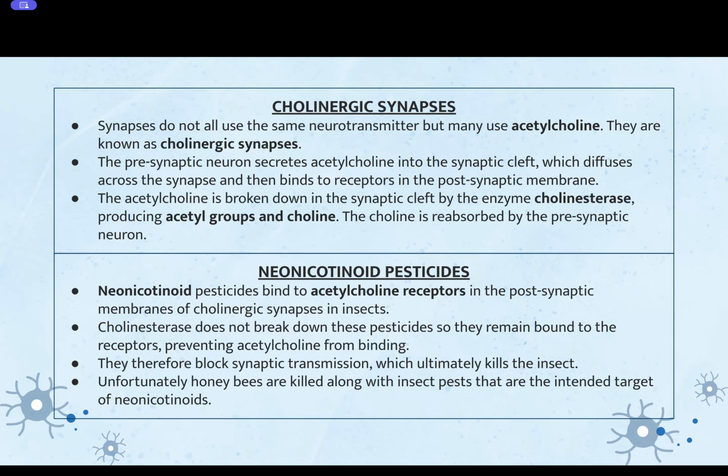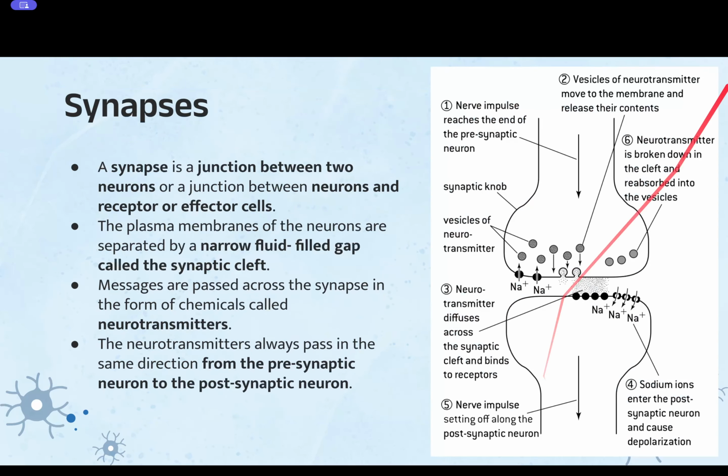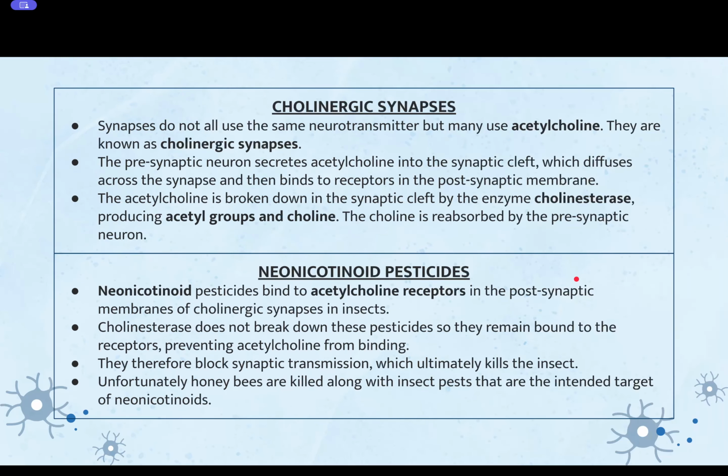So the presynaptic neuron secretes acetylcholine into the synaptic cleft, which diffuses across the synapse and then binds to the receptors in the postsynaptic membrane. So the same process of synapses occurring will happen, but in this case it just happens with acetylcholine. The acetylcholine is then broken down in the synaptic cleft by the enzyme cholinesterase, which produces acetyl groups and choline. The choline will then be reabsorbed by the presynaptic neuron to make acetylcholine again.